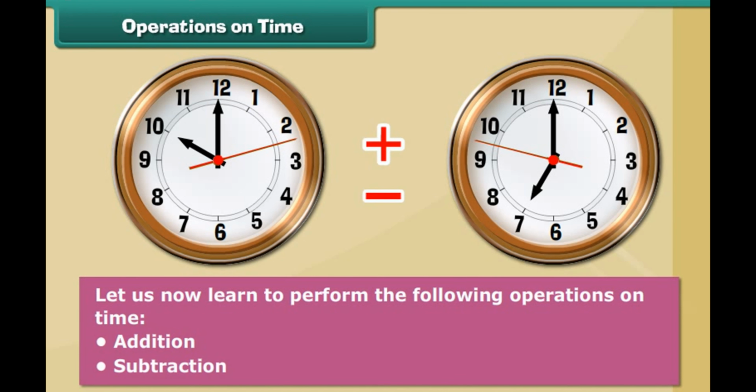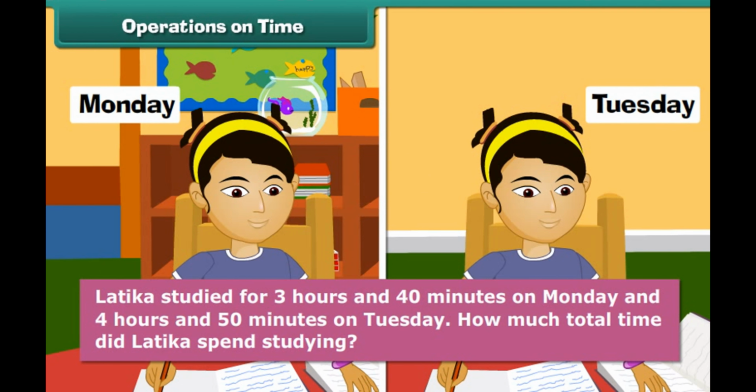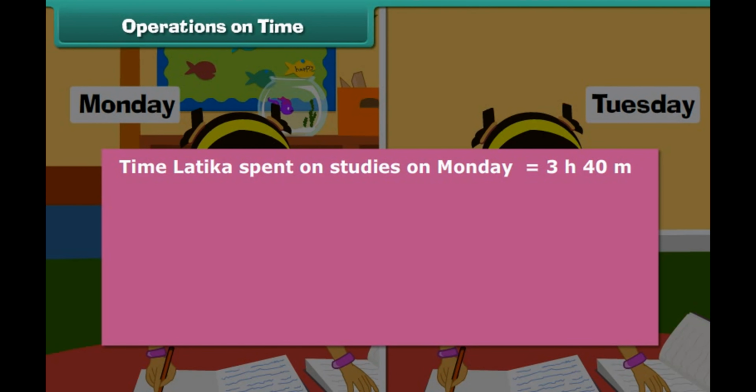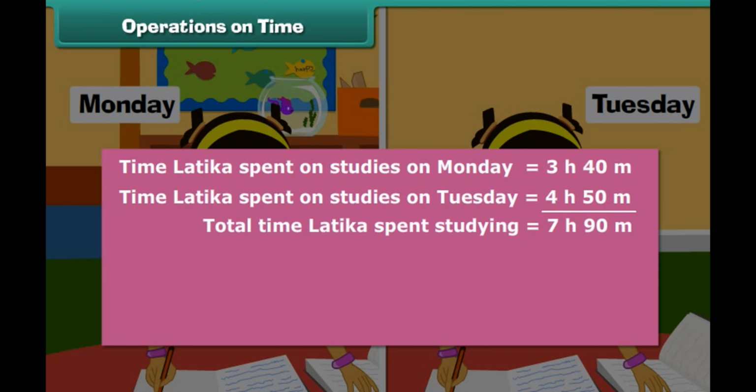Addition, subtraction. Addition. Let us understand how to add 2 times. Latika studied for 3 hours and 40 minutes on Monday and 4 hours and 50 minutes on Tuesday. How much total time did Latika spend studying? Time Latika spent on studies on Monday is equal to 3 hours 40 minutes. Time Latika spent on studies on Tuesday is equal to 4 hours 50 minutes. Total time Latika spent studying is equal to 7 hours 90 minutes.